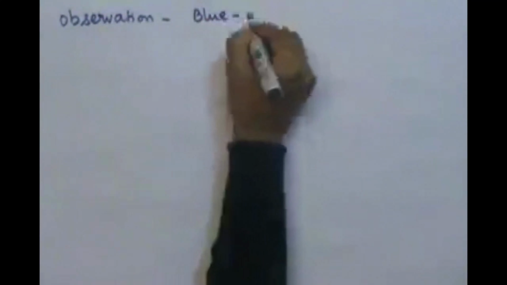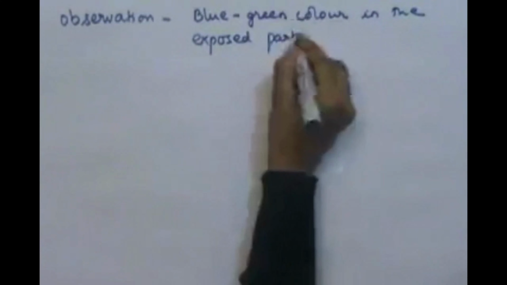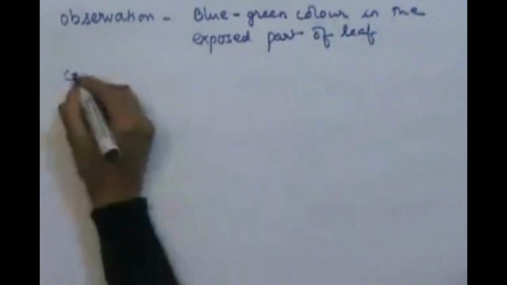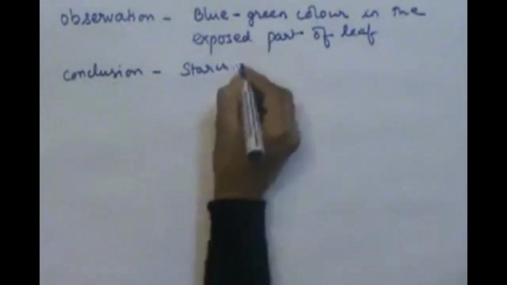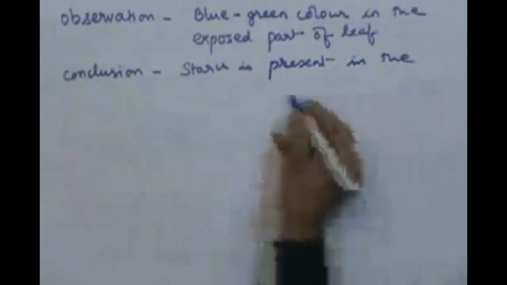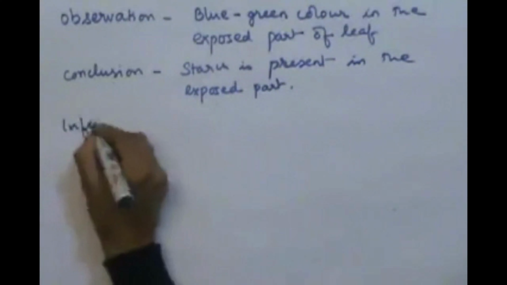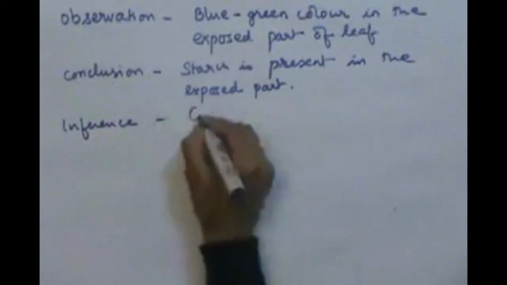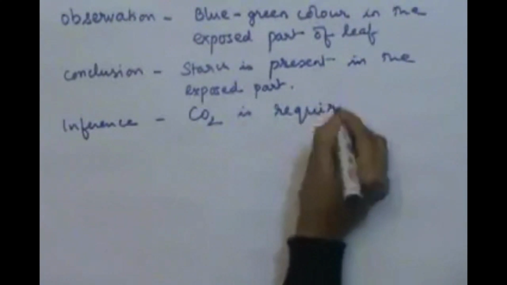Observation was blue-green color in the exposed part of leaf. Hence, we can conclude that starch is present in the exposed part. And the inference that you draw from this experiment is that carbon dioxide is required for photosynthesis.